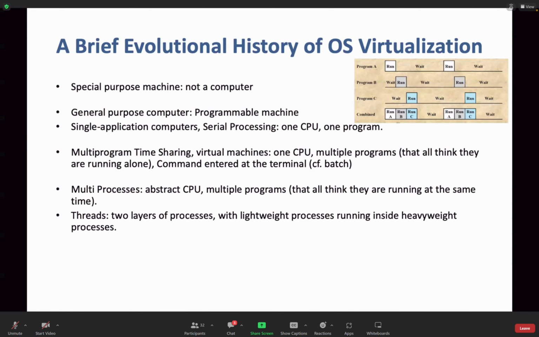Can anyone tell us what's the difference between process and thread? Process. A process is a running program, right? That will have its own set of memory, the instruction, storage access, right?